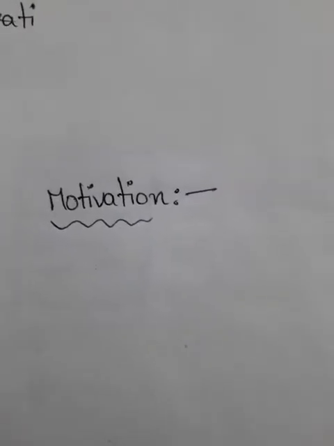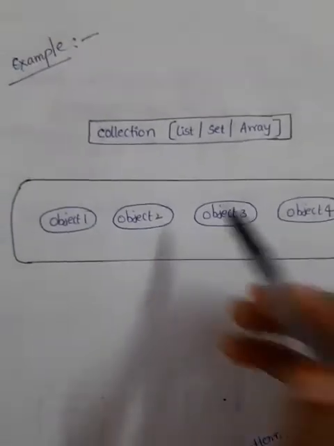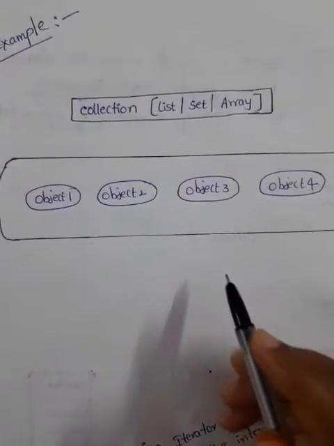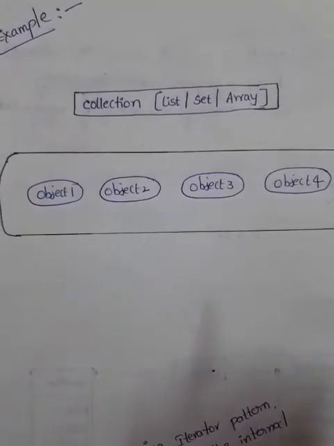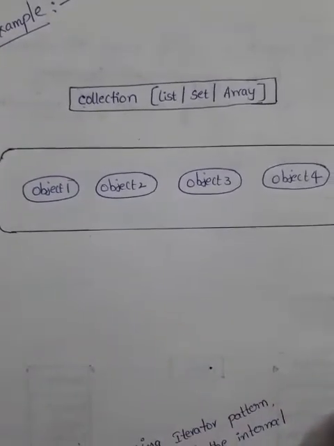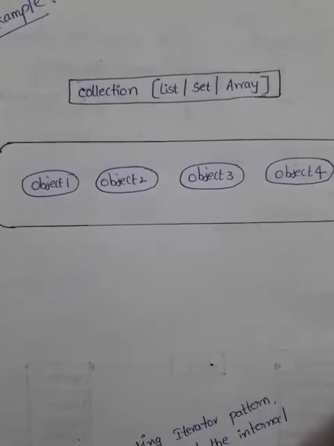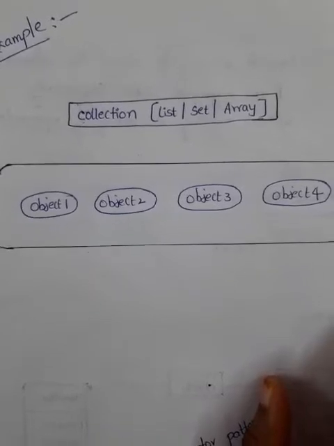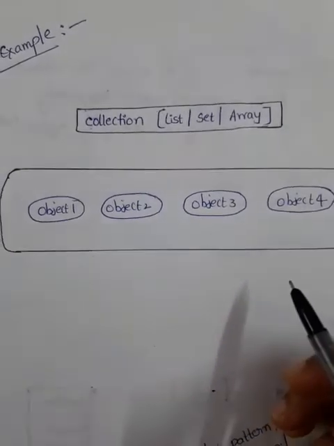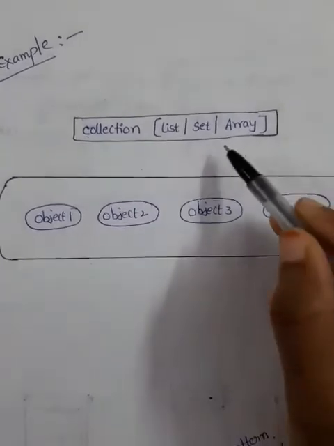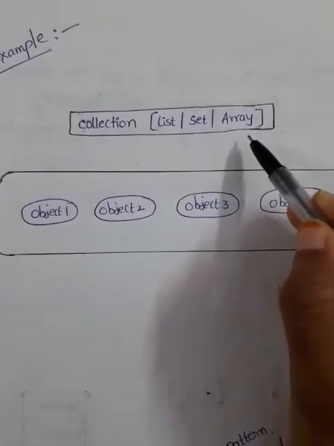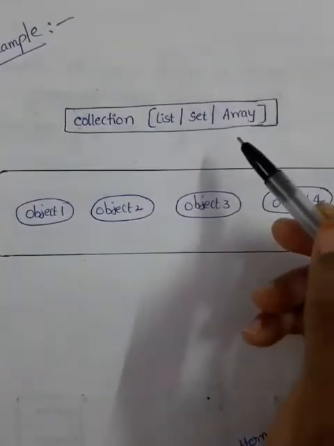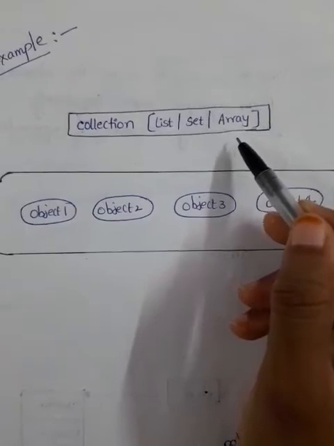Let us see an example for this motivation. Using the iterator pattern, we can access the elements of a collection object in a sequential manner without any need to know its underlying representation. This is the intent of the iterator pattern. Here I am considering a collection. A collection can be a list, set or array, which are different data structures: the data structure of a list is different from that of a set, which is different from that of an array.